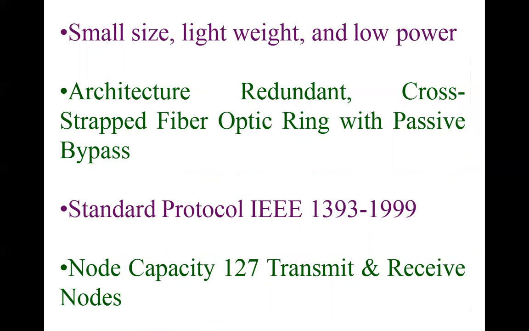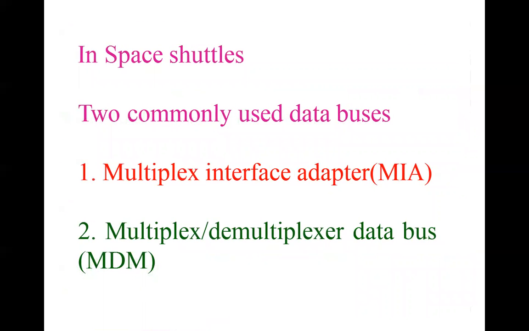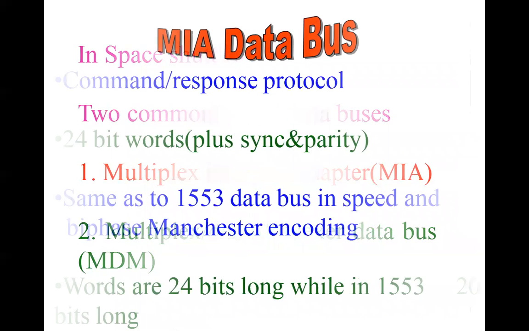Architecture is redundant, a cross-strapped fiber optic ring with a passive bypass. Standard protocol IEEE 1393 of 1999. Node capacity 1 to 7. Transmit and receive nodes. In space shuttles, two commonly used data buses are the multiplex interface adapter and the multiplexer demultiplexer data bus.